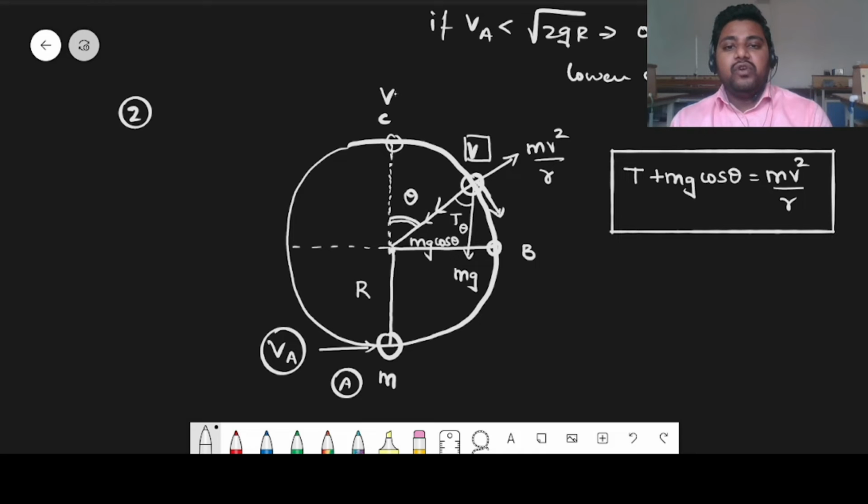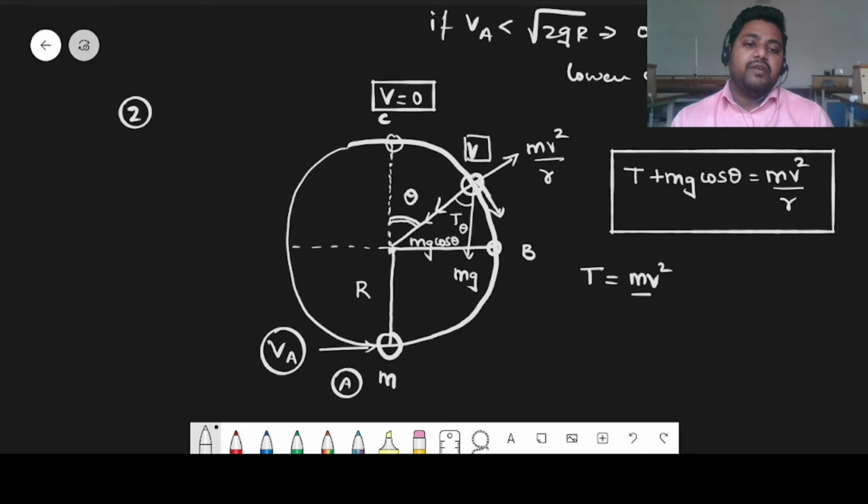That means at C, if you are considering velocity to be 0, the maximum point at which the velocity is becoming 0, that means it is stopping at this point. If it is stopping at this point, it is not able to complete the circle. It is going to return back, or since the tension is going to become 0, the string will slack and it will be falling down. Now in this case, from B to C, if you are writing the equation T plus mg cos theta is equal to mv square divided by r, that is a tension equation. That means tension can be written as mv square divided by r minus mg cos theta.